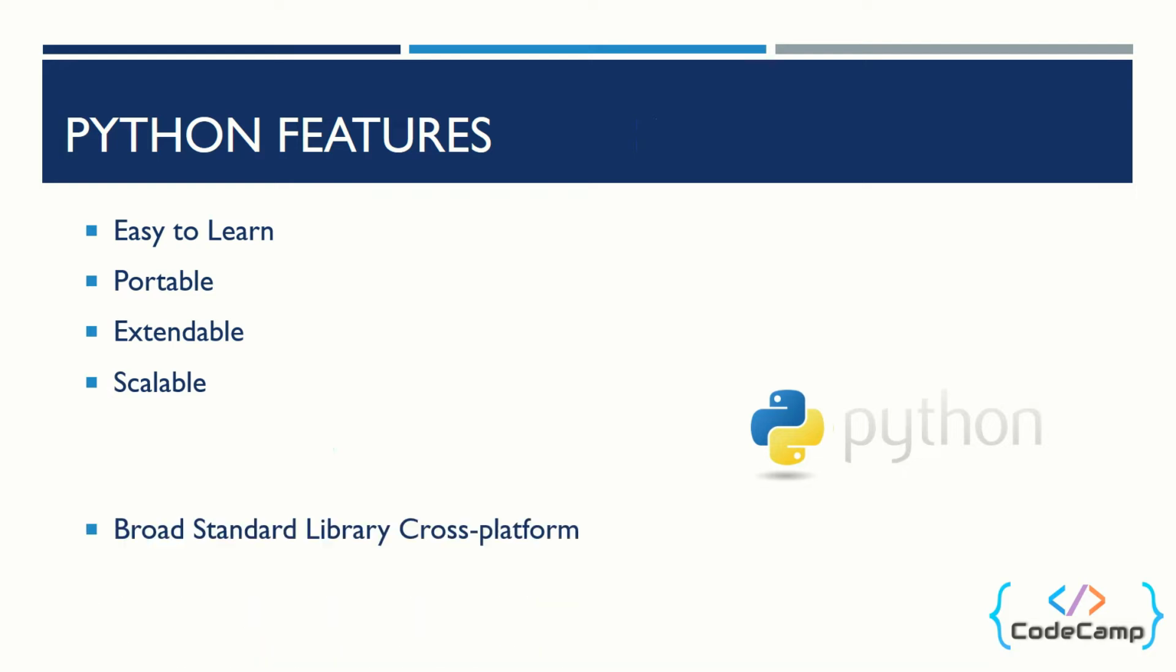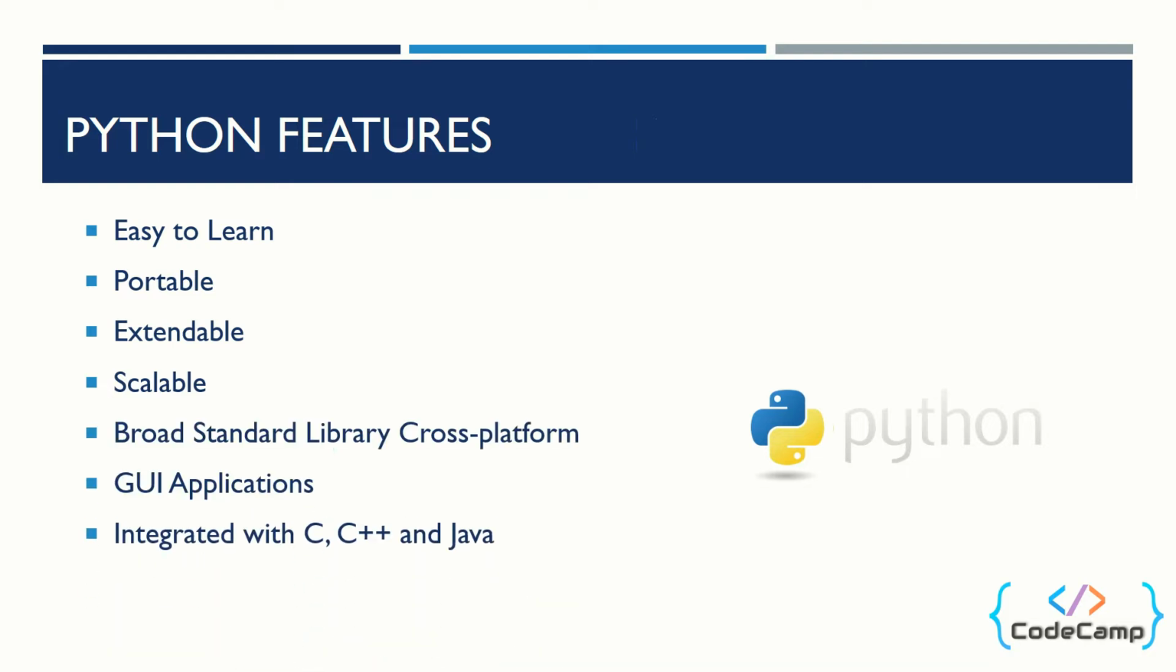Coming to the Python features, Python is easy to learn and it is also portable, extensible, scalable, and has a broad standard library. It is cross-platform. There are many standard libraries available in Python. That's why it is the most popular programming language. Python also supports GUI applications. You can develop your GUI application with few lines of code, and Python can be integrated with C, C++, and Java programming languages.